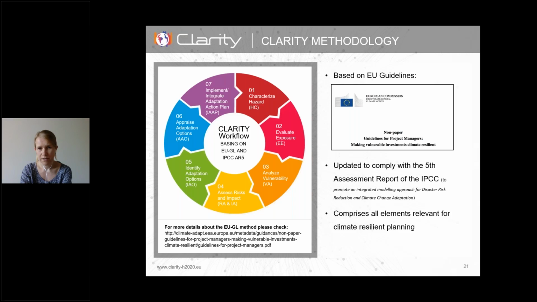So first one has to characterize the hazards that affect the area in question that one's looking at. In the second step, one has to analyze who or what might be affected by the hazard and where these elements at risk are located. Then it's necessary to investigate how susceptible these elements at risk are. And all these steps are necessary really to perform a risk assessment or impact assessment. And the last 3 steps of this workflow comprise the identification, evaluation, and implementation of adaptation options.